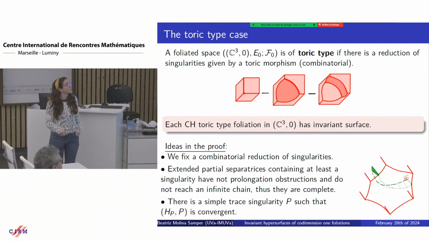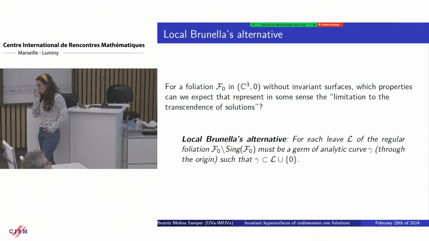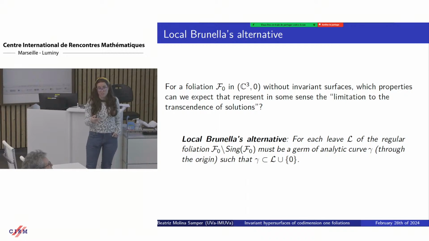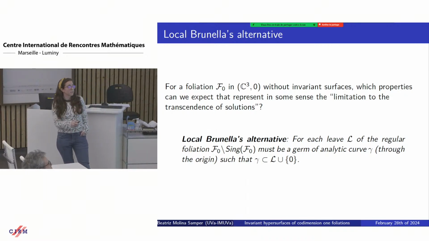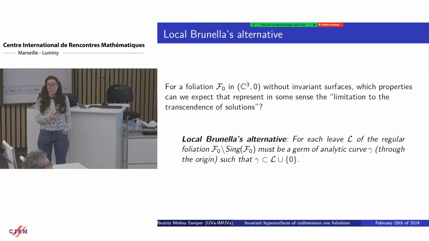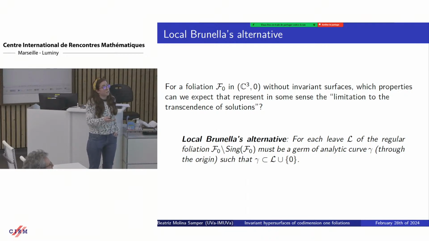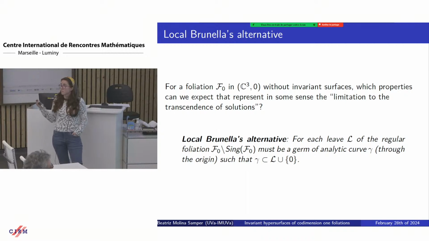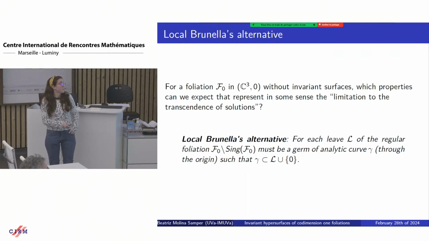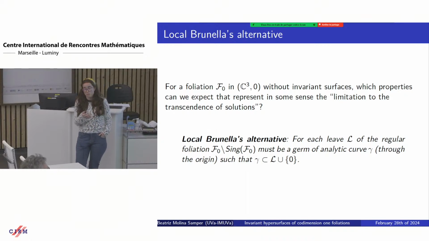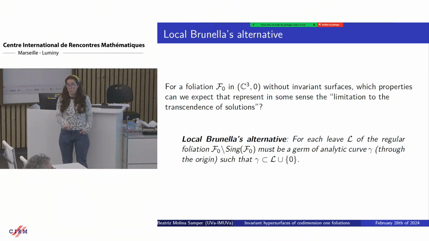Okay, and just to finish, what can we expect of a foliation without invariant surfaces? There is this question that is like a local version of Brunella's alternative that exists for P3. It says that if I don't have an invariant surface for my foliation, then each leaf of the foliation should contain at least one curve, one analytic curve. This result is solved for some families of foliations, but it's an open problem to work on.